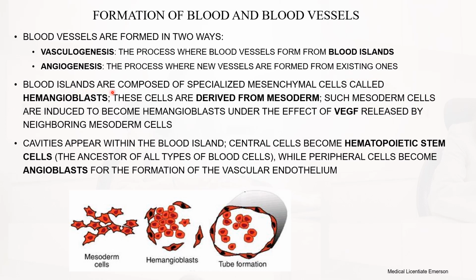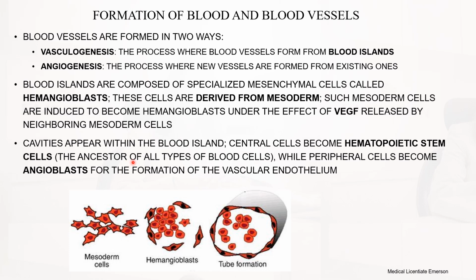Blood islands are composed of specialized mesenchymal cells called hemangioblasts. These cells are derived from mesoderm. Such mesoderm cells are induced to become hemangioblasts under the effect of VEGF, the vascular endothelial growth factor. The VEGF is actually released by the neighboring mesoderm cells. Then cavities appear within the blood island. Then you have the central cells, which become hematopoietic stem cells.